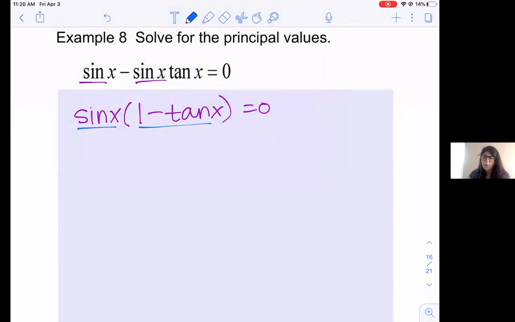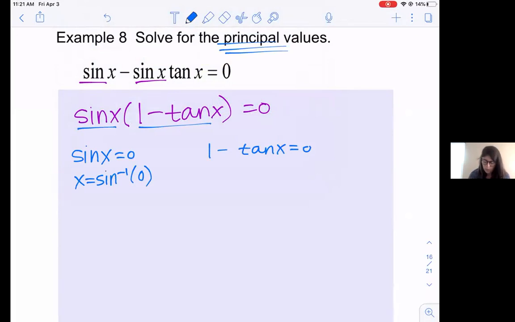In this case, I would not want to substitute my trig functions with other variables because it just makes it more complicated. So this is sine of x equals 0, and this is 1 minus tangent x equals 0. So over here, x equals the sine inverse of 0. And it says I'm using principal values, so I've got to figure out in my principal values what angle gives me a y value of 0, and that's going to be 0 degrees.